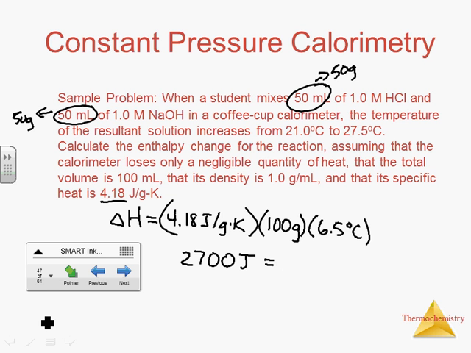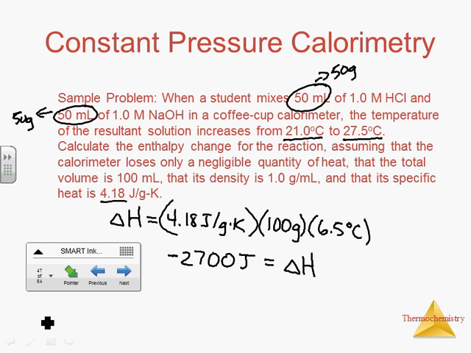Now, here's where we have to be careful. With delta H, the sign matters, okay? We need to think about what's going on in this reaction. It's going from 21 to 27.5, so it's warming up. In other words, when you put a thermometer in there, it is releasing heat into the thermometer. So the reaction itself must be exothermic. It's giving off heat, okay? And for an exothermic reaction, the delta H is negative, okay?